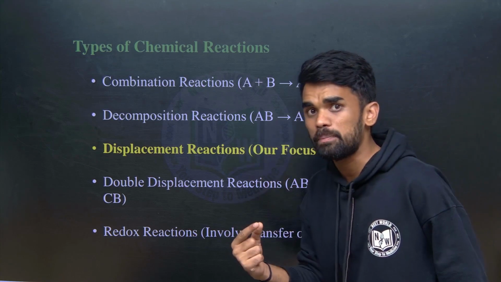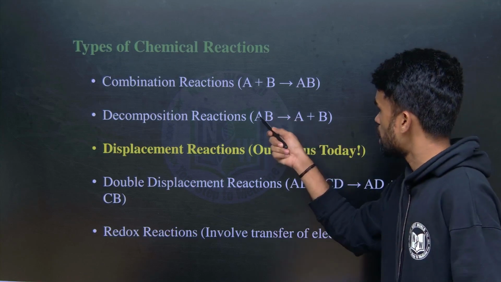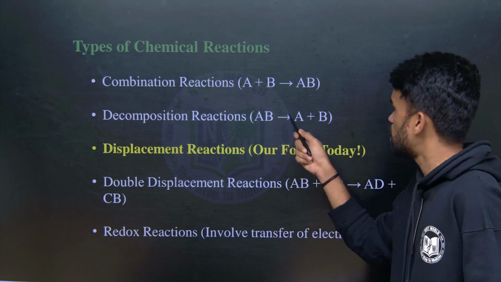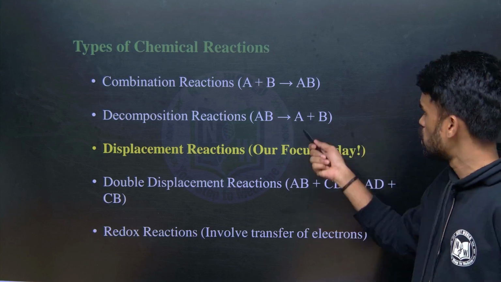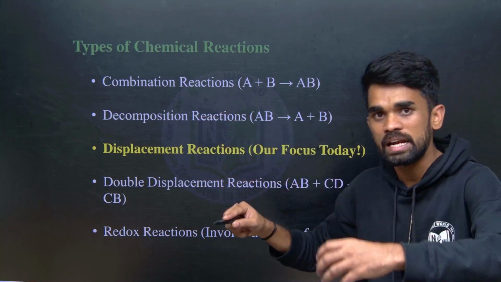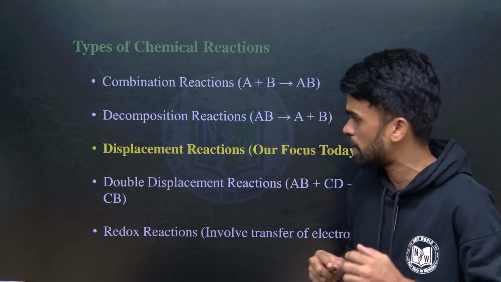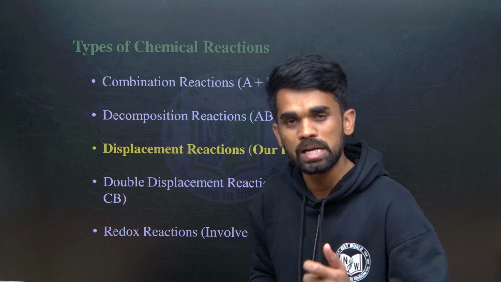And the next, what happens in the decomposition reaction? In the decomposition reaction, the compound separates out, that is, decomposes into its elements. This is what is seen in decomposition reactions. These two things we already covered in the last video. In this session we will be discussing displacement reactions, double displacement reactions, and also precipitation reactions.